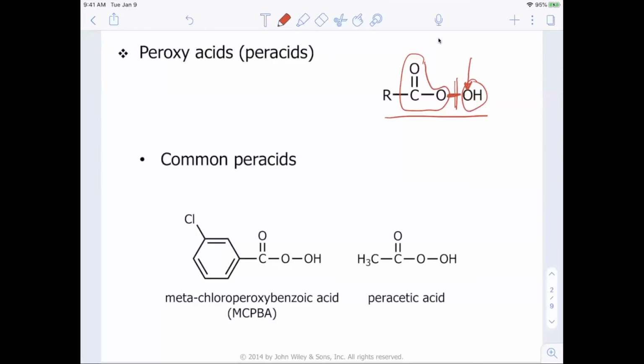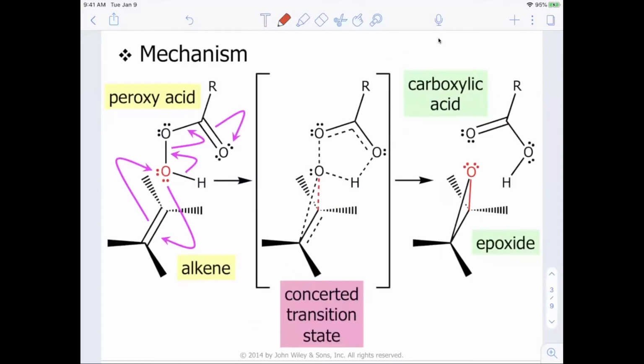One very common example of a peroxy acid that we will see is MCPBA, which is metachloroperoxybenzoic acid, and that's shown here. Again, here's that very reactive bond. Also, peracetic acid. The mechanism to create the epoxide from the alkene is a little bit crazy.